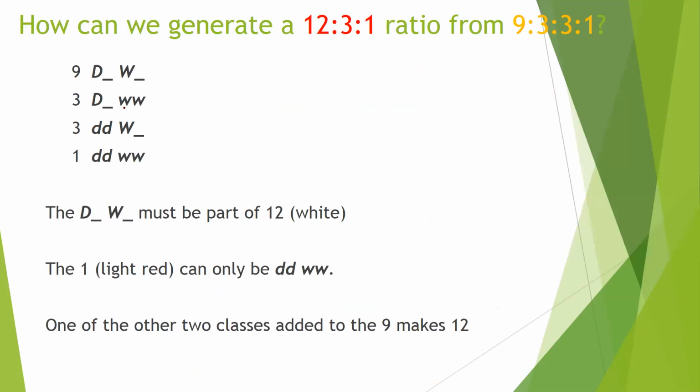This slide just summarizes the biology behind this example. The ratio is 12 to 3 to 1, and if we do the dihybrid cross, we're going to get 9 to 3 to 3 to 1, right? Because only in these two cases, let me erase this, sorry.